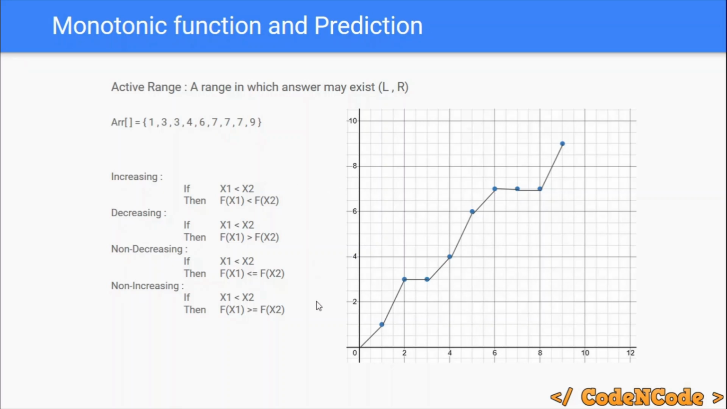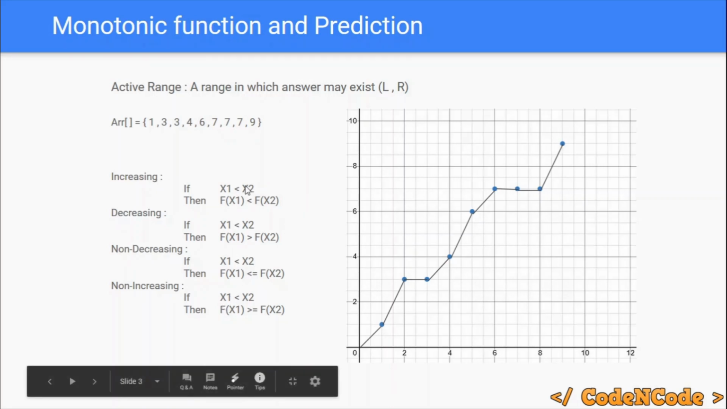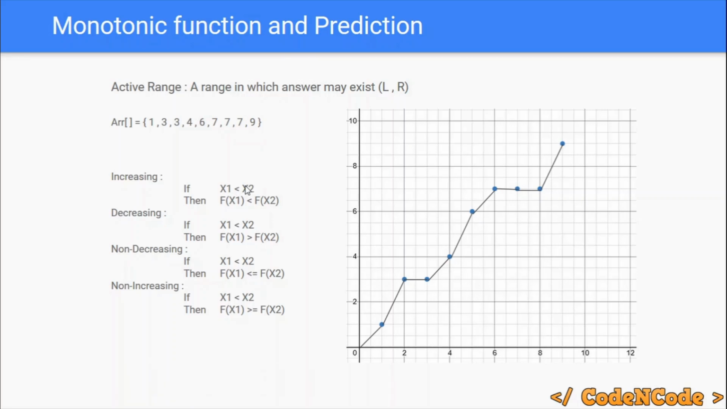Similarly, the rest of the functions behave according to their definitions. Now the behavior of all of these functions is monotonic. They do not change their behavior. That is why if we encounter any such function, we can 100% apply binary search there, because they follow the monotonic property. The monotonic property gives you an assurance that helps you reduce your active range by half.